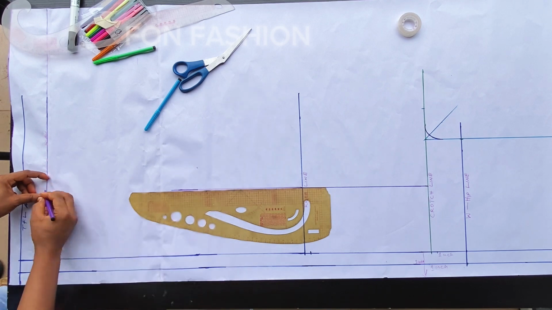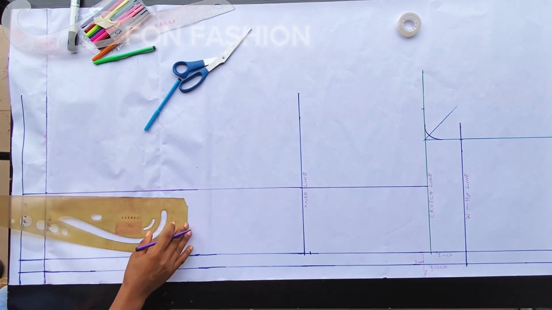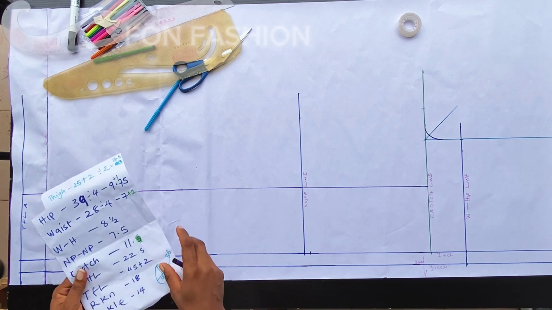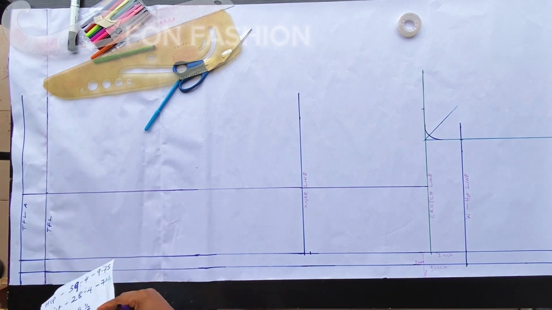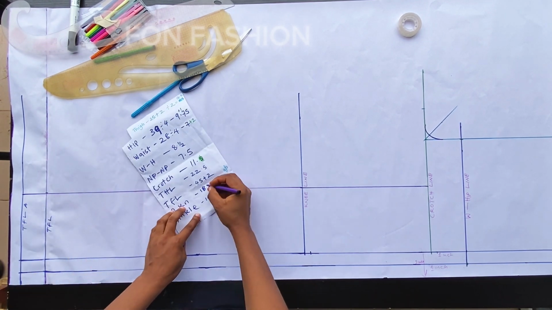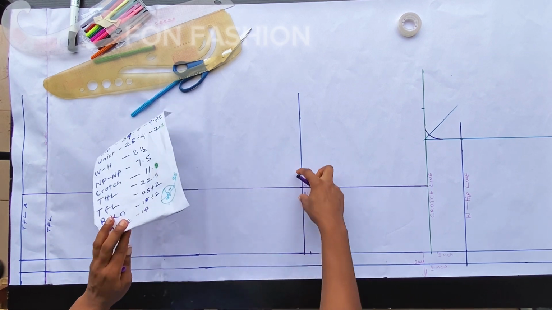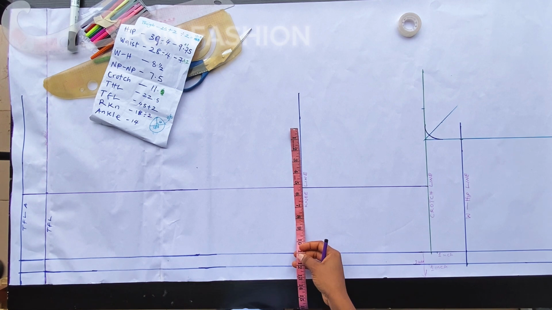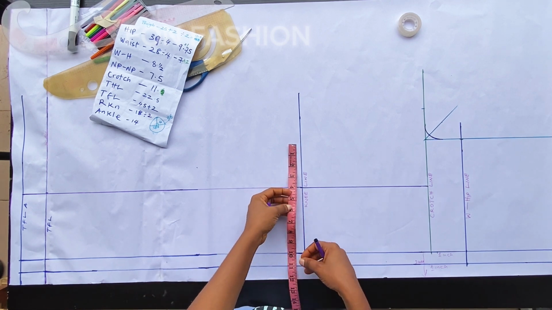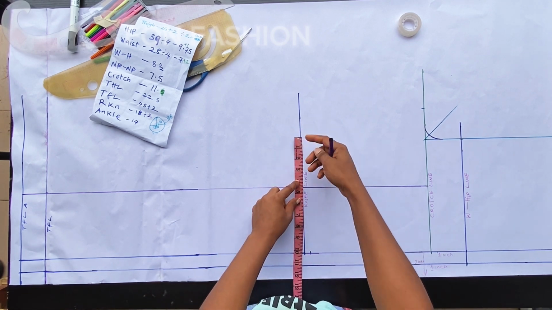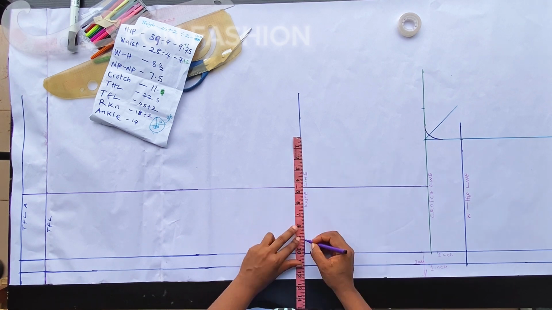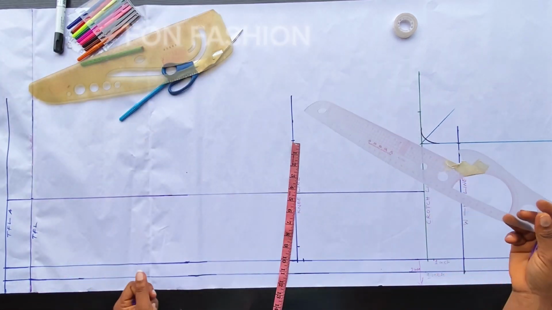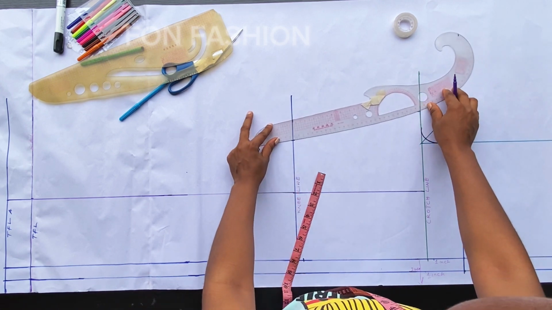So you come to the knee, and impute the knee measurement. And here I have knee measurement of 18 inches. So you're going to divide 18 by 2 and impute it here. So when I divide 18 by 2, I have 9. So I'm going to be marking 4.5 on each side to have 9. So you mark 9, 4.5, and then you connect the points like so.